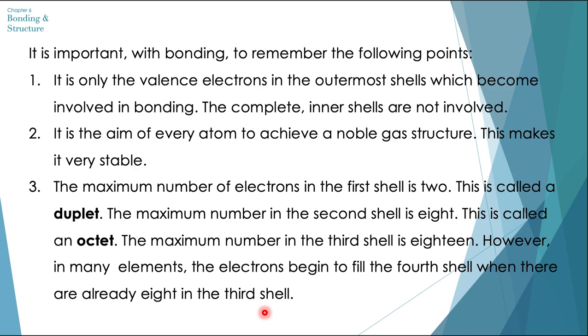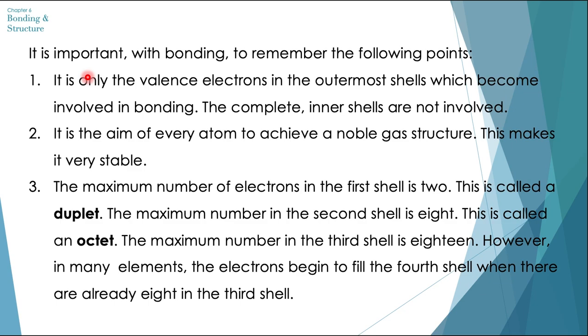All the other shells, except for the first one, can take up to 8 electrons. So these are some of the points that you have to remember as we learn this chapter. That is, it is only the valence electrons in the outermost shell which become involved in bonding, and second, it is the aim of every atom to achieve a noble gas structure. That is why they bond.